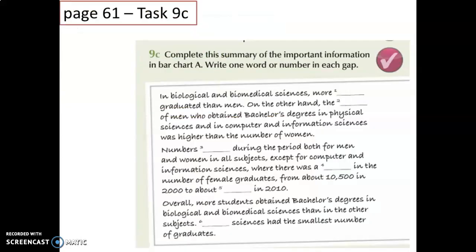Lastly, in your book, I want you to fill in the blanks. Looking at bar chart A, the one we discussed at the beginning of the lesson, take 5 or 10 minutes and please fill in the blanks and then come and check your answers.